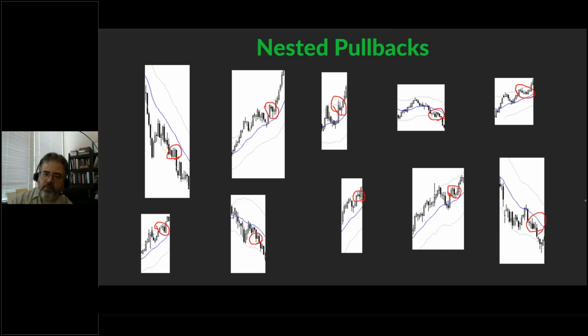But if you aren't aware of the structure of the nested pullback, it's very easy to, let's just take this one here, say, oh crap, my trade took off and now I'm flat for a couple of bars, I'm going to get out of the trade. If you understand the nested pullback, you see that's probably not the way to think about it.